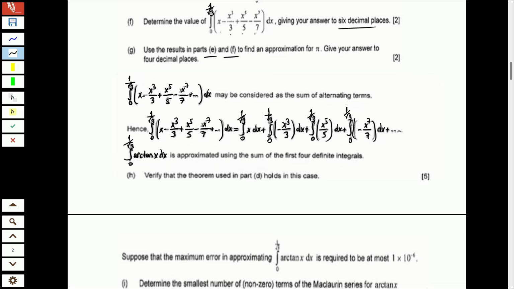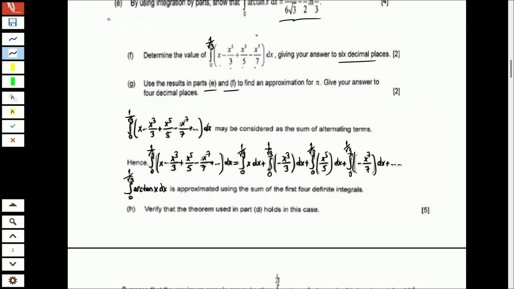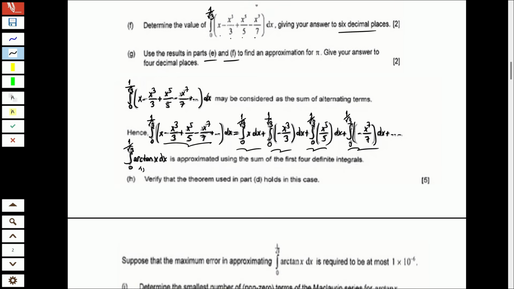Yeah. Next question is the integral of, as you see from here, 1, 2, 3, 4 terms may be considered as the sum of alternating terms. Hence, this integral can be written separately for each term, right? And the integral of arctangent x is approximated using the sum of the first four definite integrals. Verify that the theorem used in part D holds in this case.